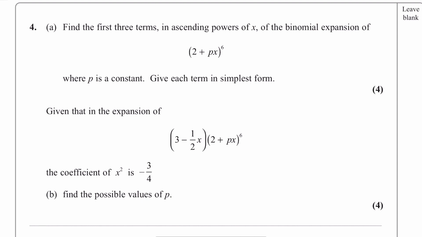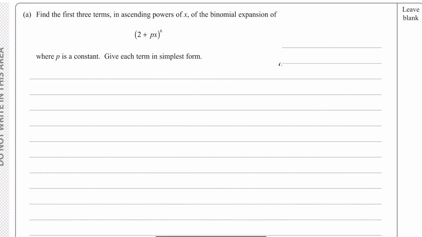Here is problem 4. Find the first 3 terms in ascending powers of x of the binomial expansion of 2 plus px to the power of 6, where p is a constant. Give each term in simplest form. So to expand this term by using binomial expansion, we write out the formula. So then we can expand this term.